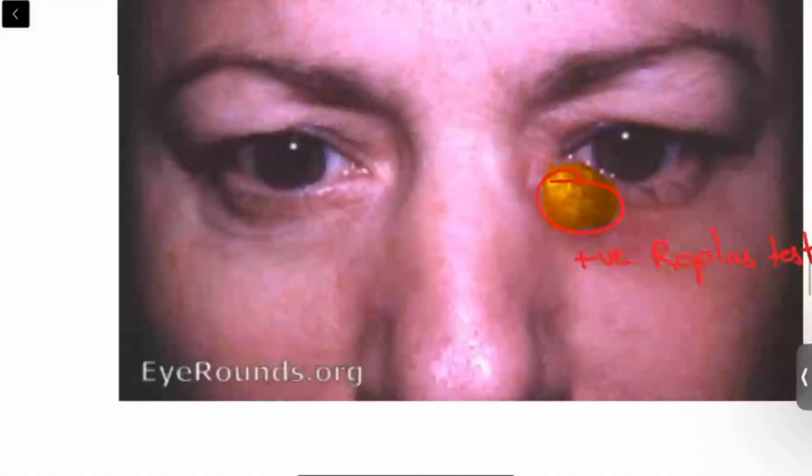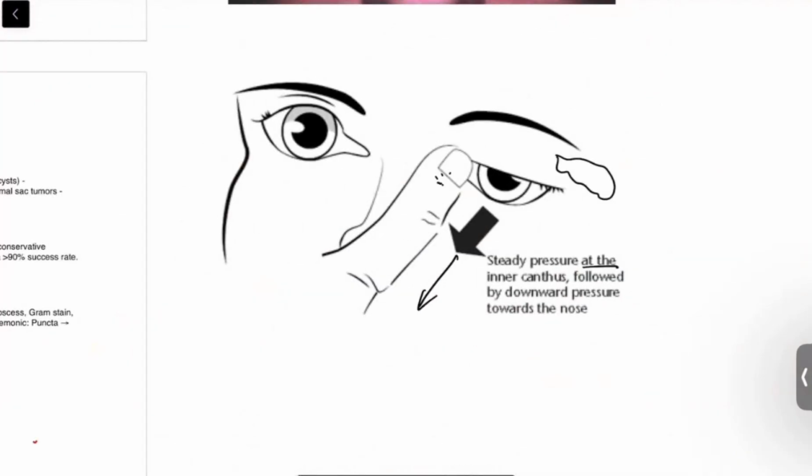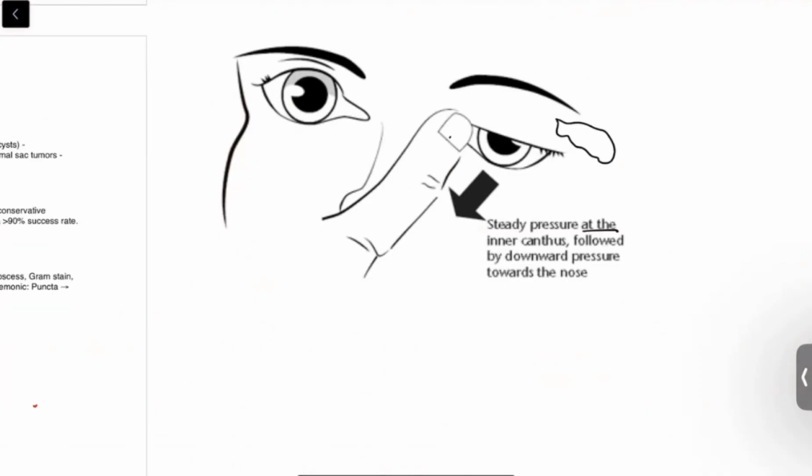So what is this Crigler's massage? It is a technique where we mechanically relieve the obstruction. We put a steady pressure over the sac or inner canthus of the eye, and we gradually pull it downwards along the nasolacrimal passage. This helps relieve the obstruction by mechanical pressure, and in turn helps in drainage of lacrimal secretions. So this is called Crigler's massage.